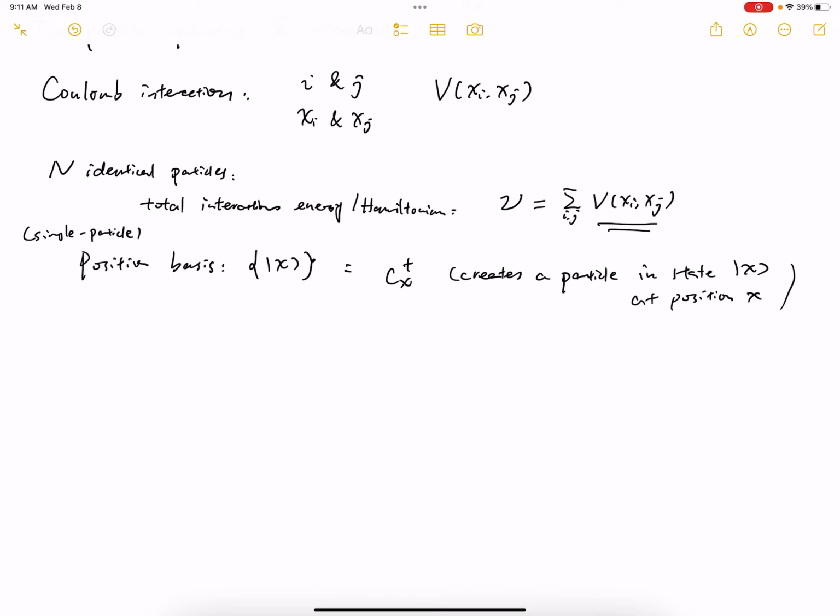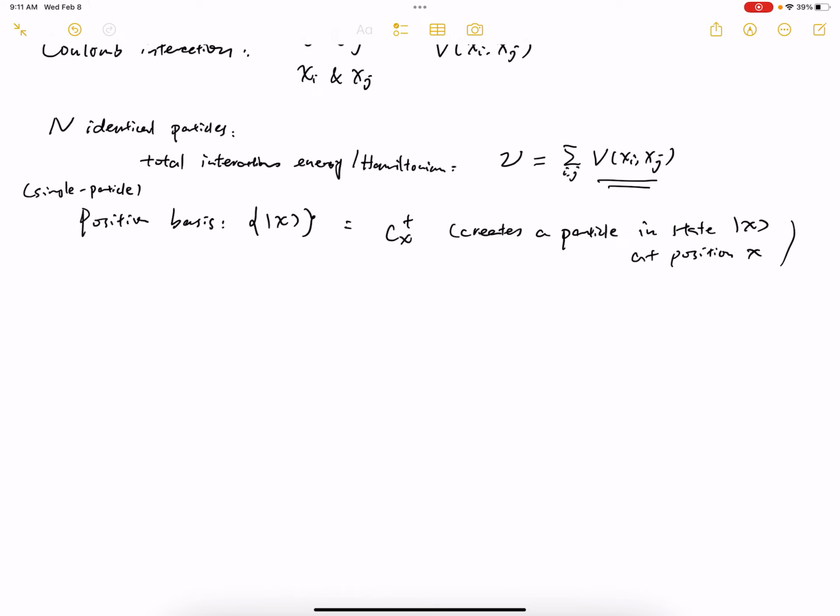Apparently if x is different, those states are orthogonal. If it's not a superposition state, the particle can only be at one position at a time. So Cx dagger basically denotes this. And then if you look at this quantity here, you can actually show that this V is going to be given by 1/2 of the sum over x and x prime, then we have this potential energy V(x, x prime), and then we have Cx dagger, Cx prime dagger, Cx prime, and Cx.